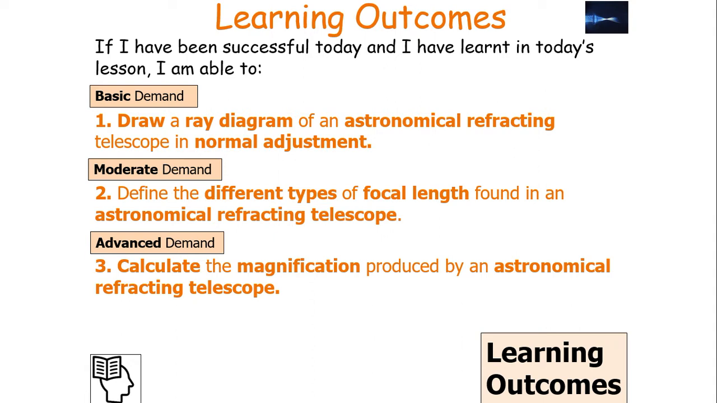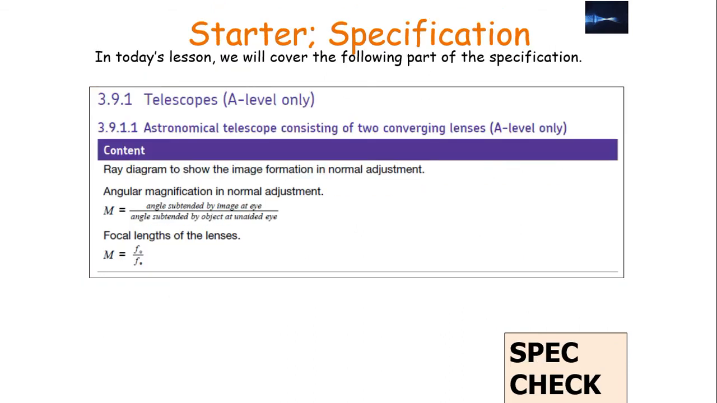an astronomical refracting telescope in normal adjustment, to define the different types of focal length found in an astronomical refracting telescope, and calculate the magnification produced by an astronomical refracting telescope. This forms the following part of the AQA A-Level Physics specification for the astrophysics option.